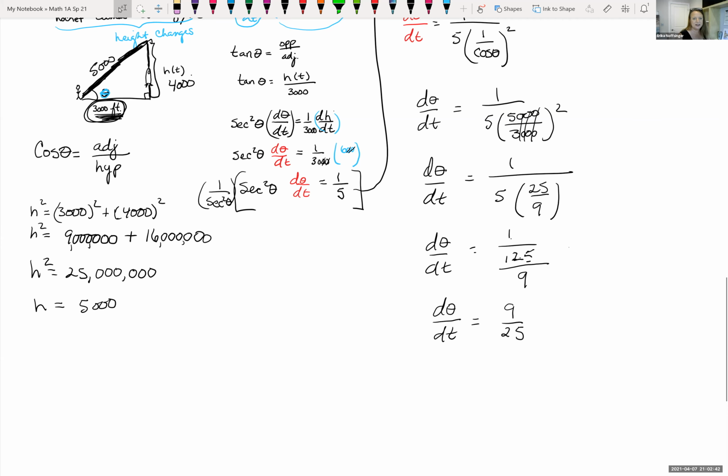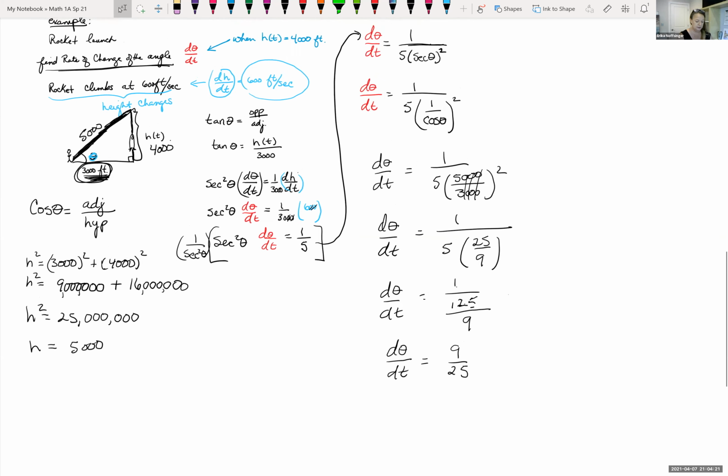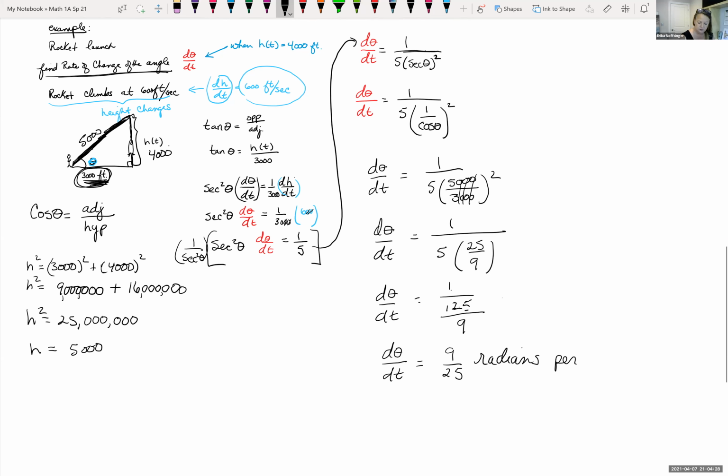Let me look at this one again. Sorry, I'm going to pause it for a sec. Okay, so I do have everything right, but this is the rate of change in terms of radians. So this is radians per second. It really depends if they wanted the number of degrees. Remember that for degrees we would multiply by 180 over pi.